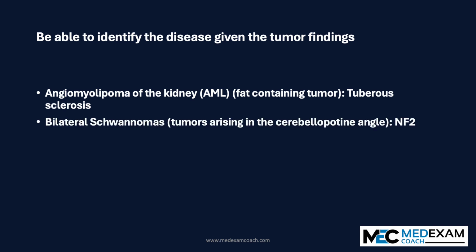Bilateral schwannomas are very specific for neurofibromatosis 2. Schwannomas arise from cranial nerve 8, and in the question stem could be a cerebellopontine angle mass. And then another thing is optic gliomas. Optic gliomas are pretty specific for neurofibromatosis 1. So if you see a question stem describing a patient with various skin findings or other findings, and then they have a tumor encasing the optic nerve, it's an optic nerve glioma, that's neurofibromatosis 1.